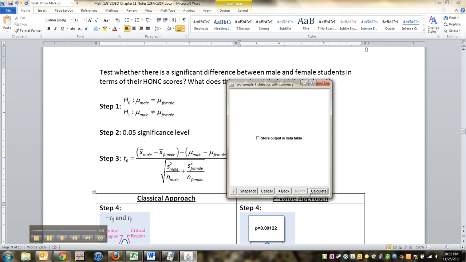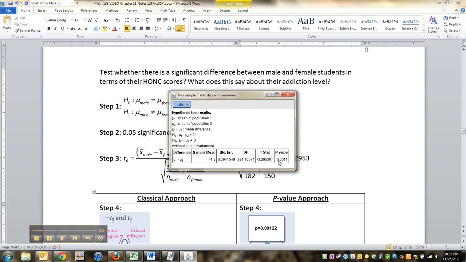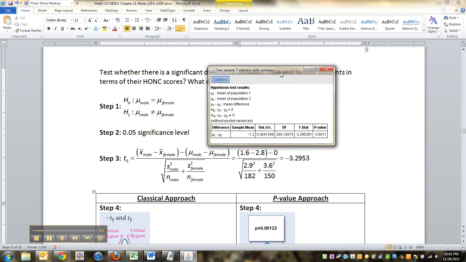We don't need a data table, so we'll just click Calculate. And there it is. And see, look, it came up with the same test statistic. See it right there? Negative 3.295, same one we found in Excel. And there's the p-value. What this method doesn't do is classical. It does the p-value method, which is one of the reasons it's so popular nowadays to do p-value, because computers do it so easily. So there's the p-value of 0.0011, found easy as pie with StatCrunch.